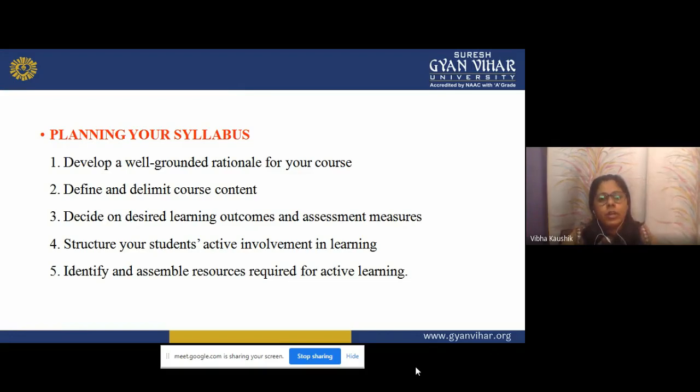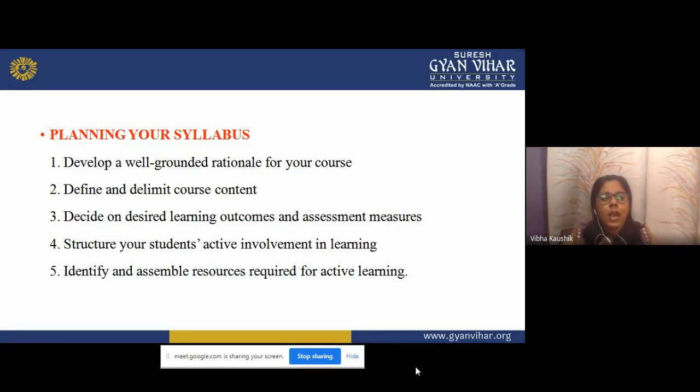Define and delimit course content. Define that in that particular grade I will only teach that much content to the students, and delimit course content, so that my syllabus will focus only on those particular areas. Decide on learning outcomes: these are the learning outcomes after completing this syllabus that I, as a teacher, will be able to achieve among my learners. And assessment measures: these will be the evaluation and measurement techniques that will be adopted by me during the teaching of that particular subject.